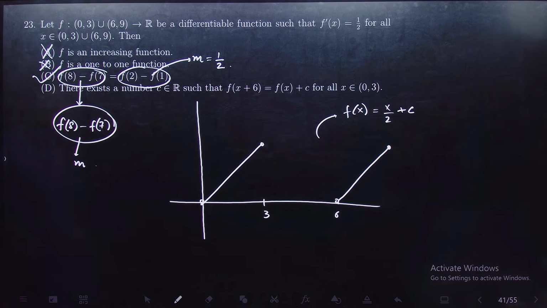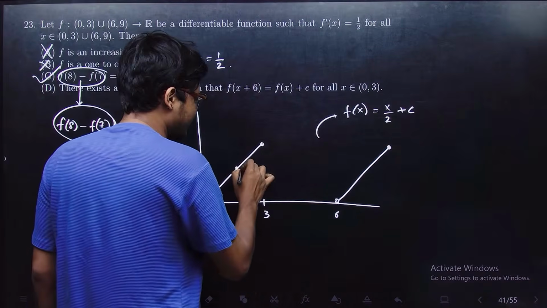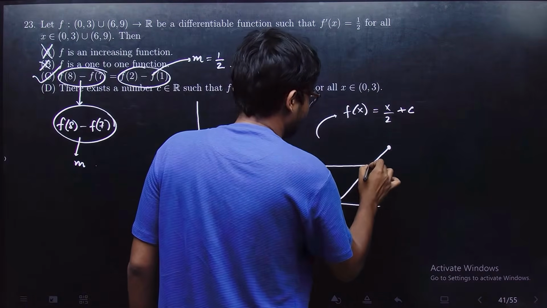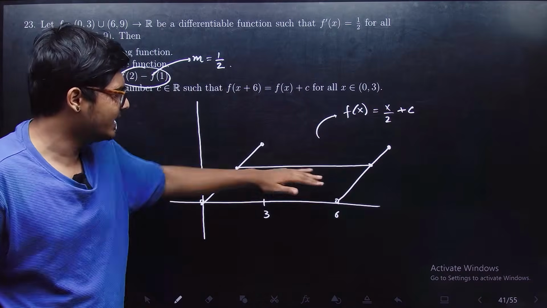There exists a number c such that f(x plus 6) is equal to f(x) plus c for every x in 0, 3. This is true, right? If you think about it, it's kind of periodic, right? So if you look at this point, if you add 6 to it, it's true, right? I mean, what is the value of c actually? c is just going to be 0, right? If you add 6 to any point, I mean, if you add c to any point, okay?